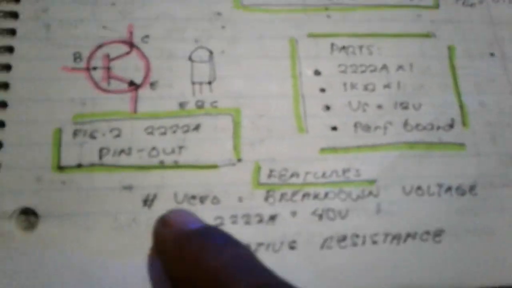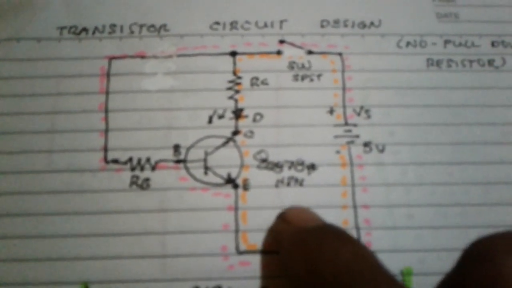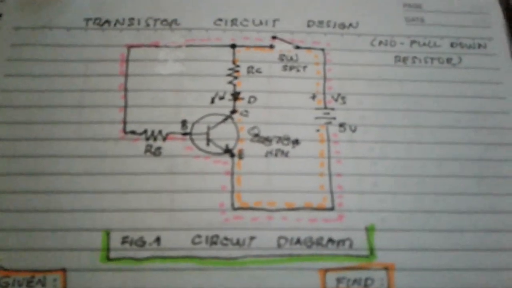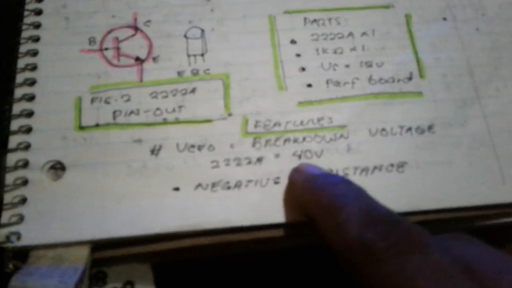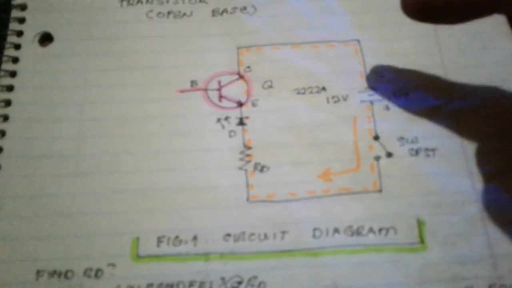So this is the 222A pin out configuration, and then we have here EBC, with the flat side facing us. And then the parts we use are the transistor here, the resistor, the voltage supply, and the perf board. So the feature of this is I'm using here 222A instead of the normal transistor circuit C2878, because this 222A has a reverse voltage of 40 volts. If I'm using this C2878, it has a reverse voltage of 20 volts, and I tried that and it's not working, so I replaced that C2878 with this 222A.